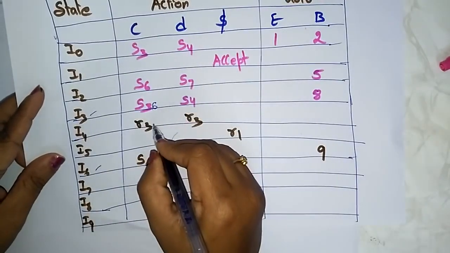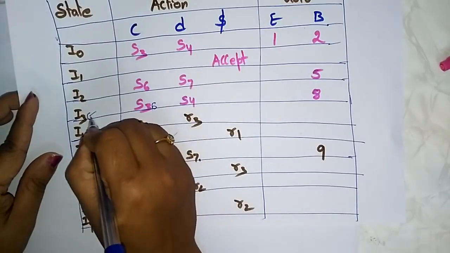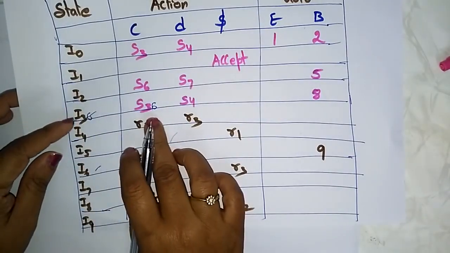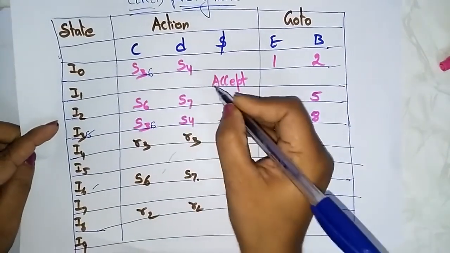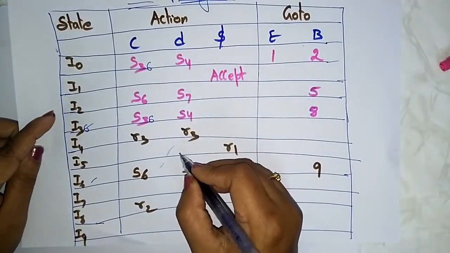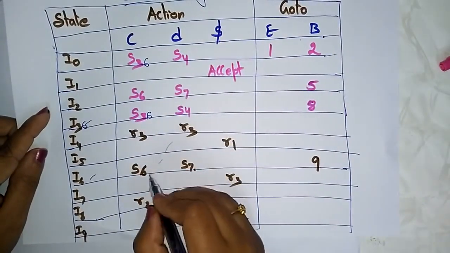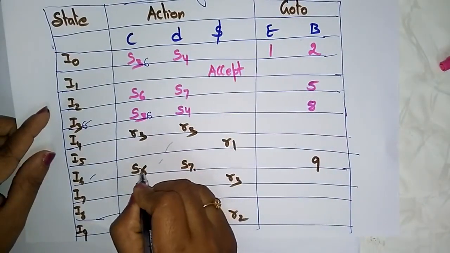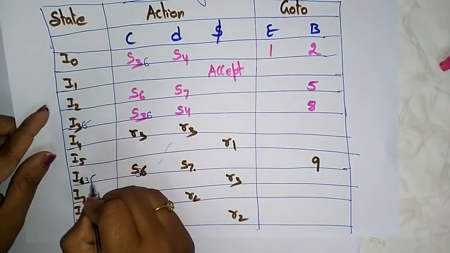3, 6. Wherever 3 is there, just write 3, 6. Here 3 is there, just write 3, 6. Wherever the 3 is present, just write it only for the shifts, don't disturb the reducers. Okay, here S3 is there, you write 3, 6. Here in the place of 6, you just write 3, 6.